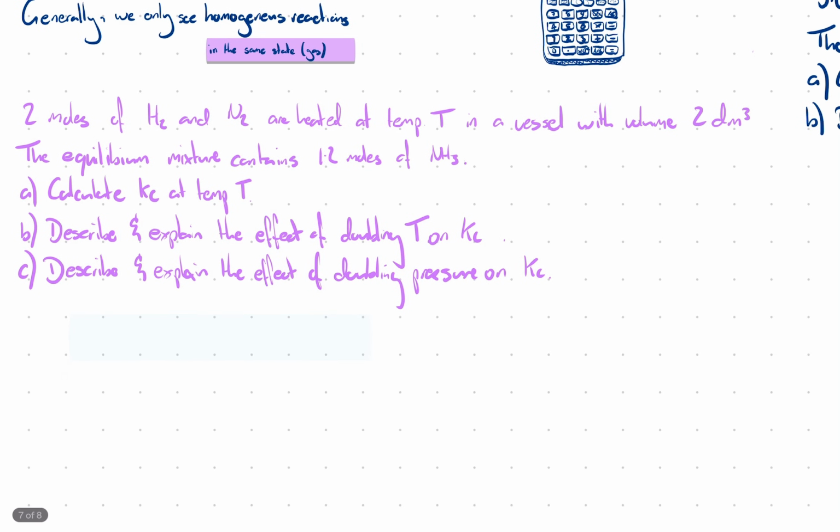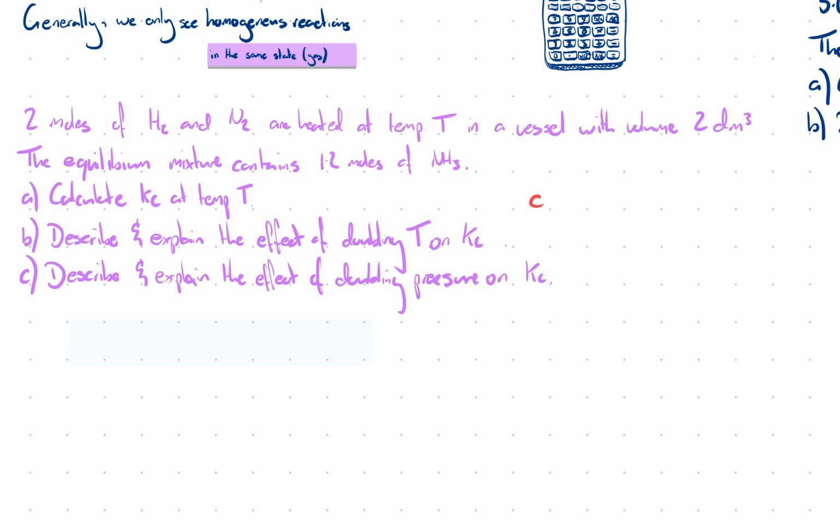So 2 moles of H2 and N2 are heated at temperature T, so this needs to be constant, in a vessel with a volume of 2 decimeters cubed. So we've got n and V. I know at some point I'm going to need to divide by that 2 in order to work out my concentration. At equilibrium, there are 2 moles of H2, 2 moles of N2, and 1.2 moles of NH3. So, calculate Kc at temperature T.